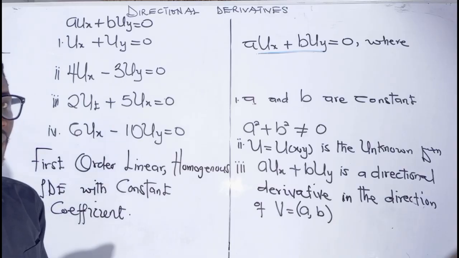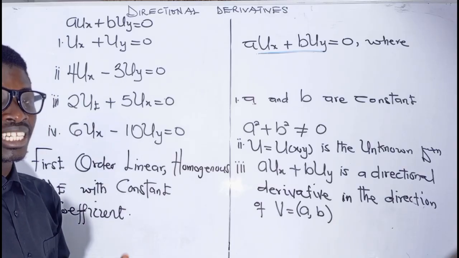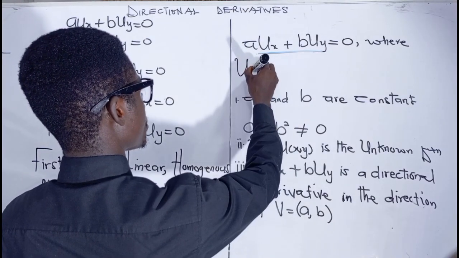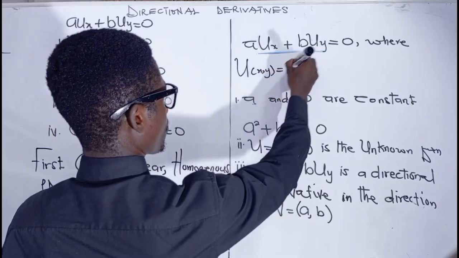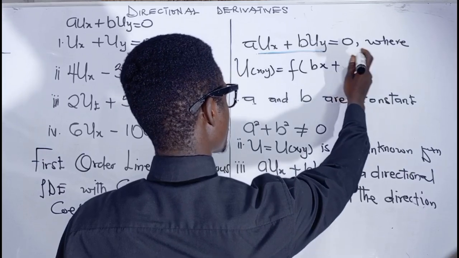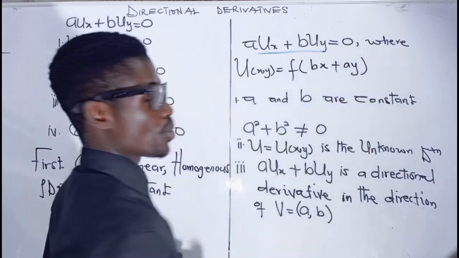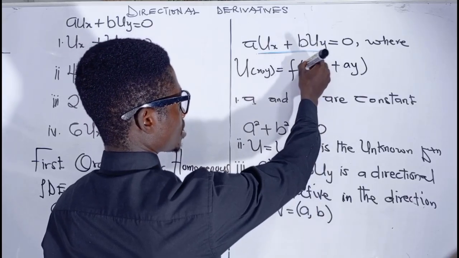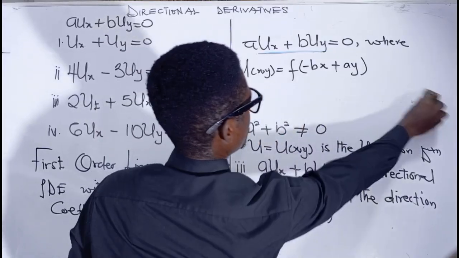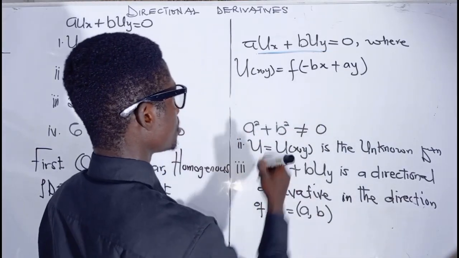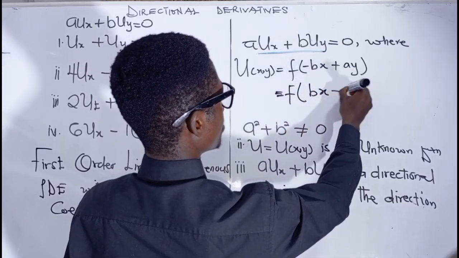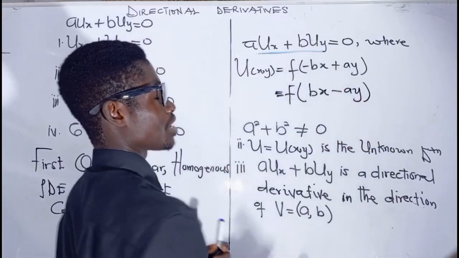Now how do we solve a directional derivative? When you have a PDE which is a directional derivative, the general solution is given as a function of bx + ay. Then we negate any one of them. So let's negate the first one. Very, very easy and simple. We can also write it in this form: a function of bx - ay. This and that will give us the same solution.